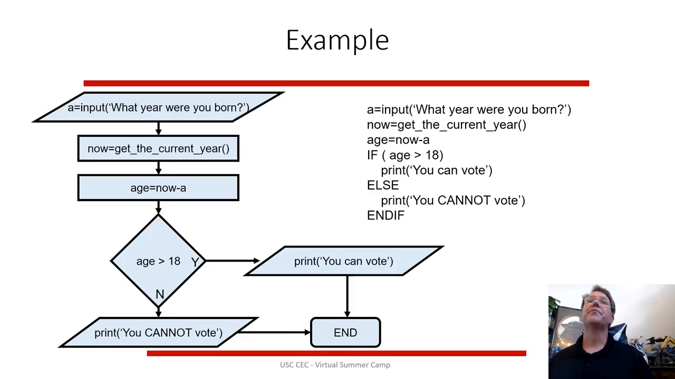In an if example, this is what the code would look like for most languages, like MATLAB. You get the input, you get the current year, so you do a little math, and then you have an if statement, and you either print you can vote or you can't vote. So graphically, you might have the different shapes where you go from input, run a function to get the variable now value, compare these two to get age, compare age to say true or false. If you're greater than 18, you can vote. If you're not, you can't vote.